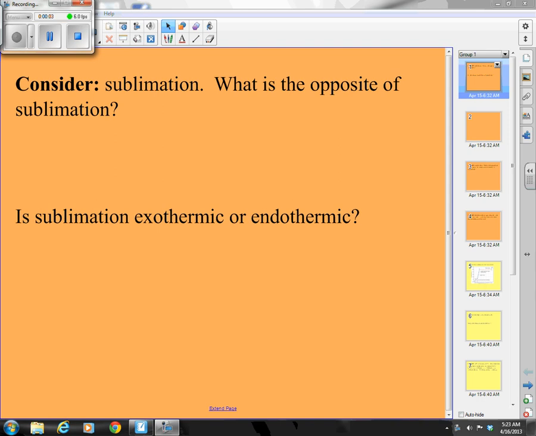Do do do do do do do do do do do. Do, do, do, do, do, do, do, do, do.